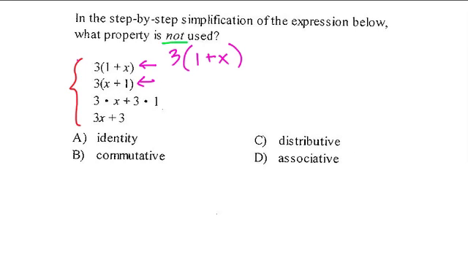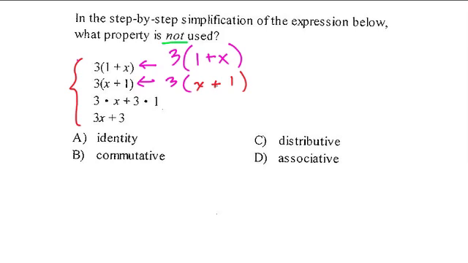Well, I noticed that instead of writing 3 times 1 plus x, they write 3, and then they change the order of 1 and x. So they have x plus 1. So now these expressions are equivalent, and how do we know? Well, just because we've changed the order of x and 1, so that 1 comes second and x comes first, this doesn't change the answer because we're adding those two expressions.